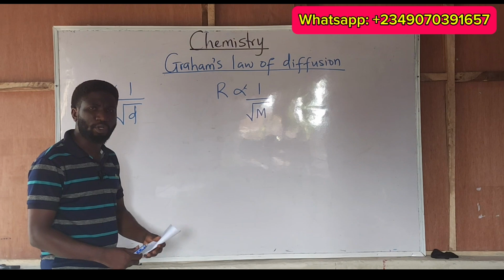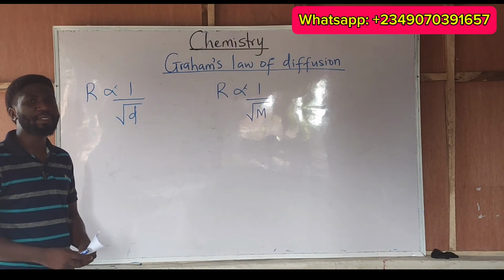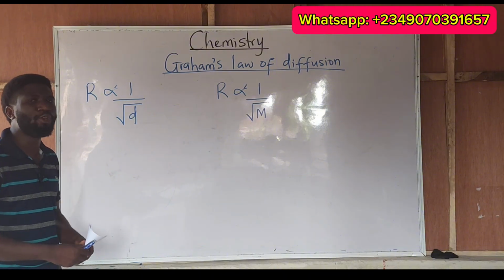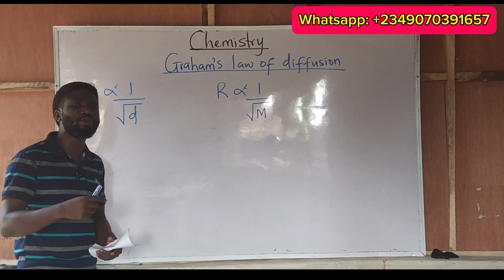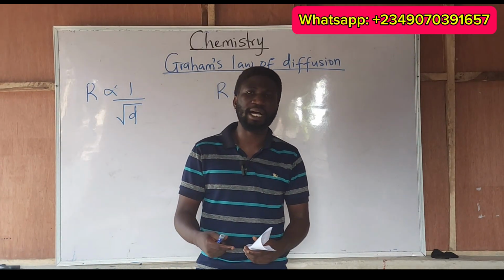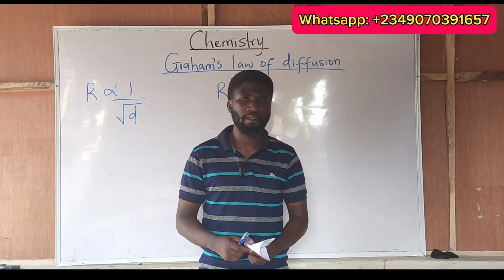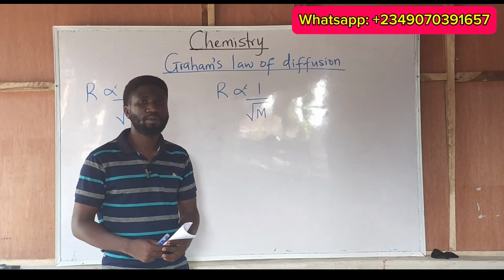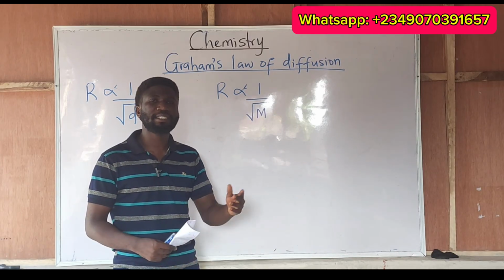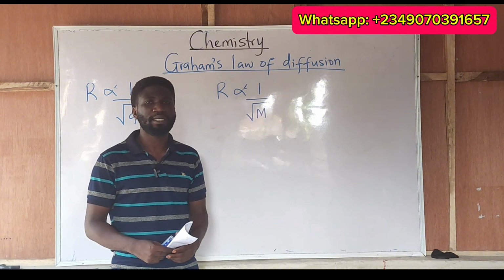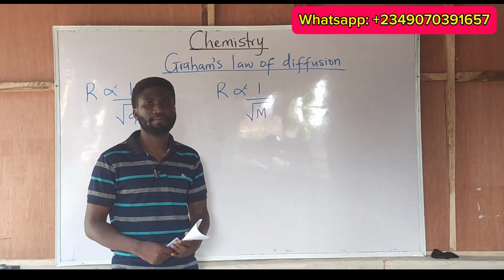So what does that tell us? In the case of density, when we have a gas with a lower value of density, that means it is going to diffuse faster than the gas with a higher value of density. When we also have a gas with a low value of molar mass, this gas is going to diffuse faster than the gas with a higher value of molar mass.